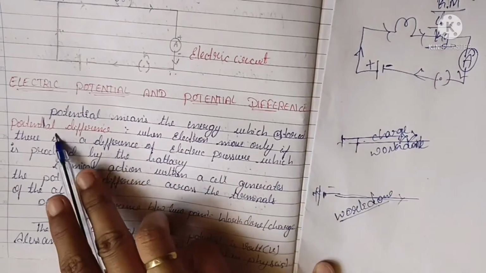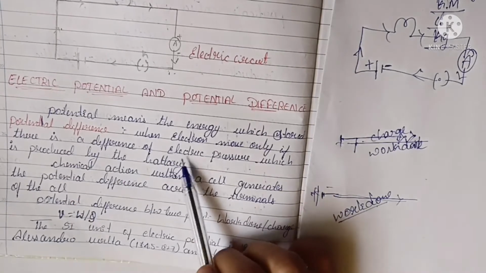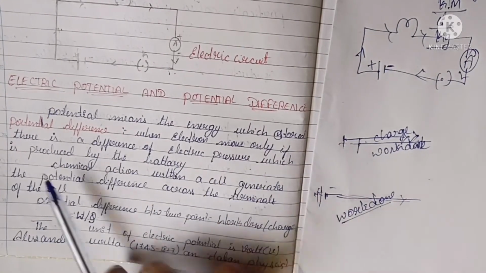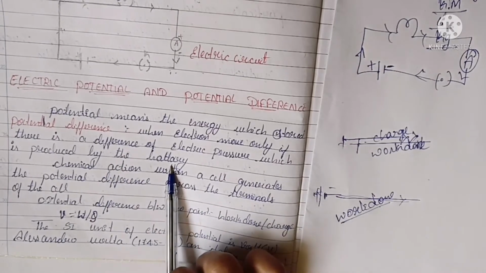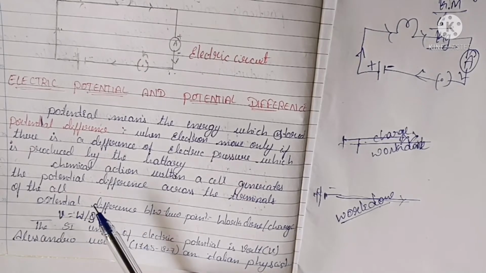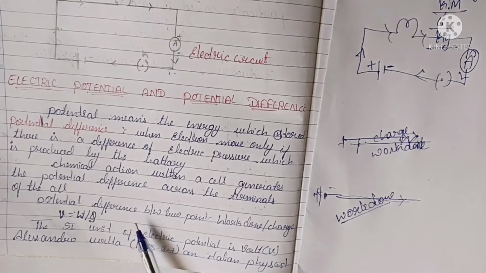That is how we are going to call it a potential difference. See, electrons move only if there is a difference of electric pressure, which is produced by the battery. Okay, this is how. And the next one is, we have the formula for this potential difference also, that is the potential difference between 2 points.